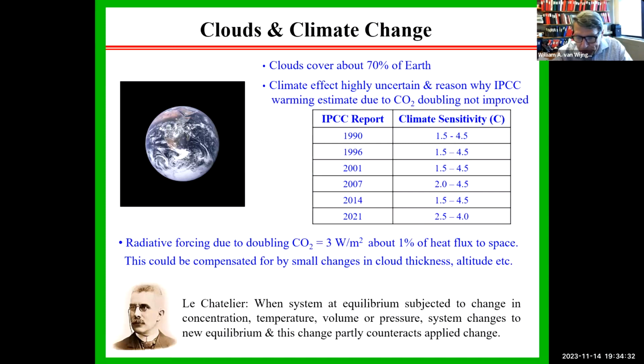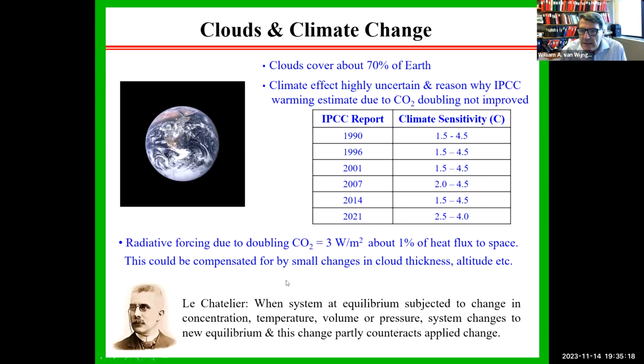Now, this is a tough problem. If we take the clear sky forcing, which is 3 watts per square meter, that's only about 1% of the total heat flux to space. That means you only need to have a very small change in your clouds, i.e. more high altitude clouds, thicker clouds, maybe a somewhat larger area of the Earth covered by clouds, and clouds could easily make up this 3 watts per square meter difference. So this is going to be a difficult problem to measure, to see any change of clouds which would compensate for this small radiative forcing.